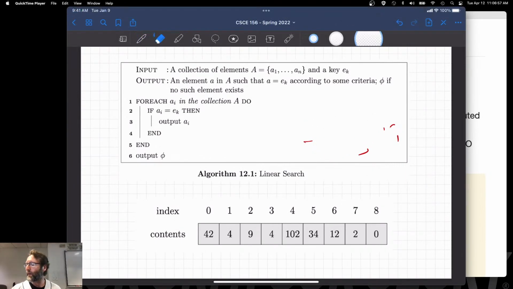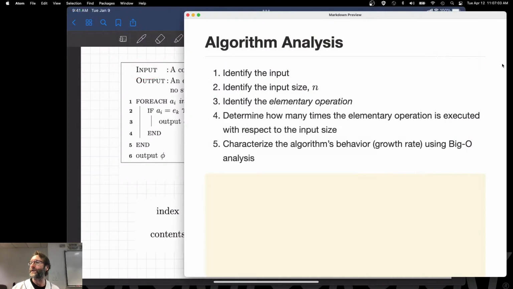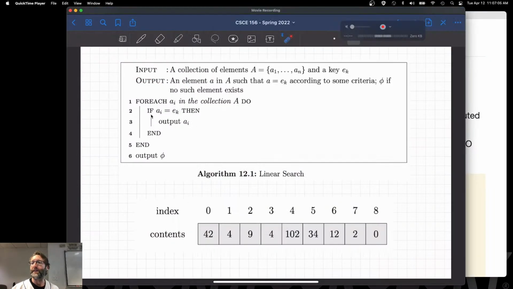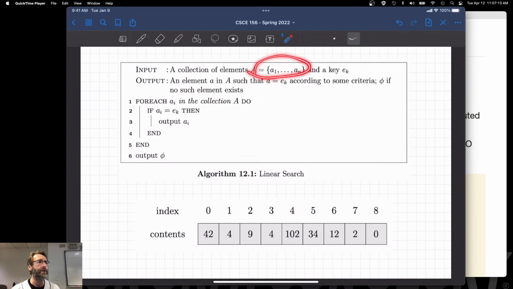Where? Right there at the top, right? The input. 2, you identify the input size, n. And guess what? That's identified for us right there as well, writing good pseudocode. Now, there is some nuance here because, wait a second, we have a collection and a key, right? So there's actually 2 parts to this input, right? Which one do we focus on? Well, whichever one makes the most sense.